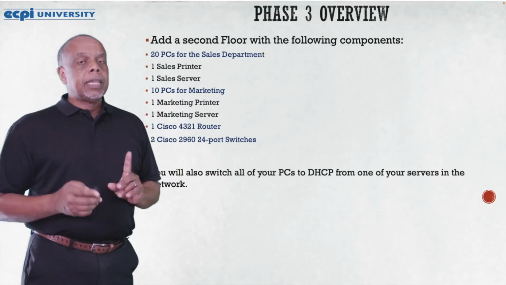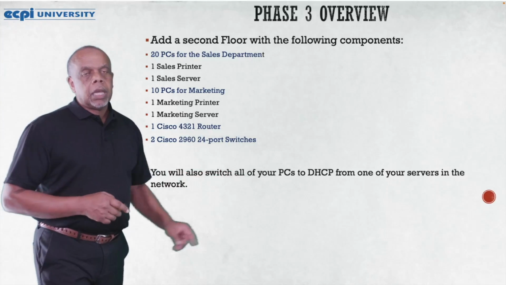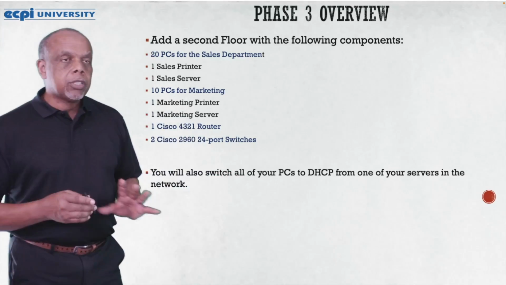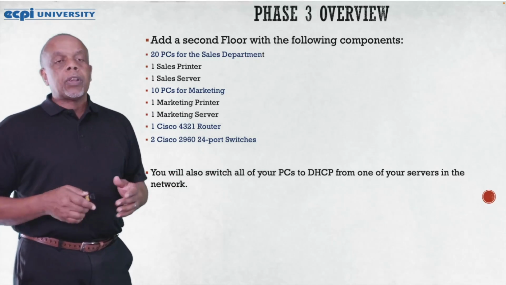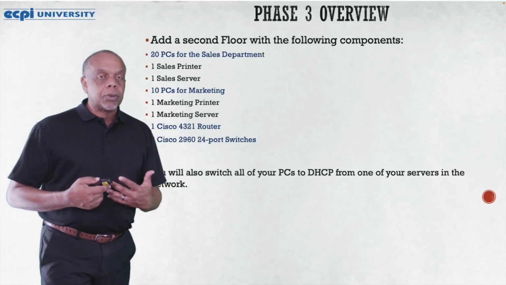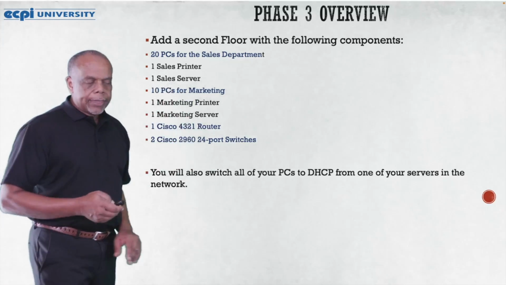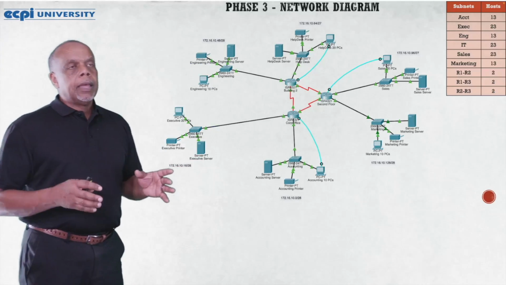Now, we're going to add something else this week as well. So far, all of our PCs have been static IP addresses. This week, we're going to change them to DHCP, Dynamic Host Control Protocol, where they can automatically pull an IP address from a DHCP server, okay? So we're going to add that in as well. So this is what our network's going to look like this week, okay?